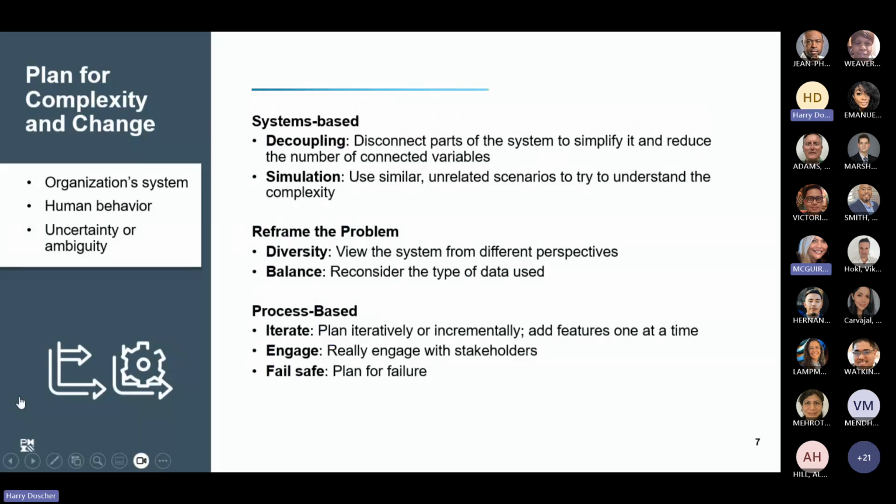So we're going to be talking about both predictive and hybrid on this slide. With systems-based changes, what you want to be able to do is decouple the parts of the system, and if there's a change that's necessary, reduce the number of variables that are impacted by it.